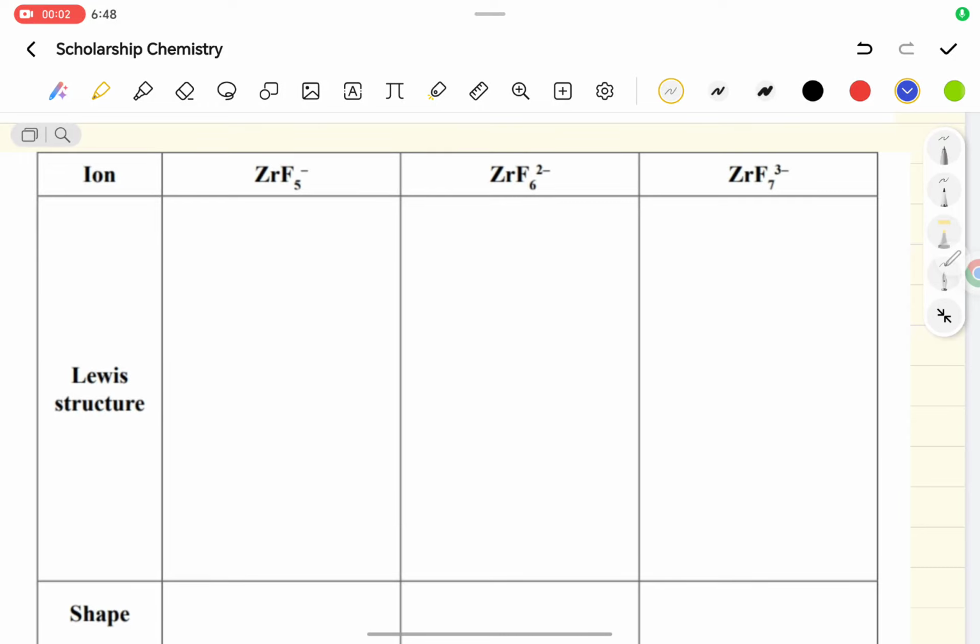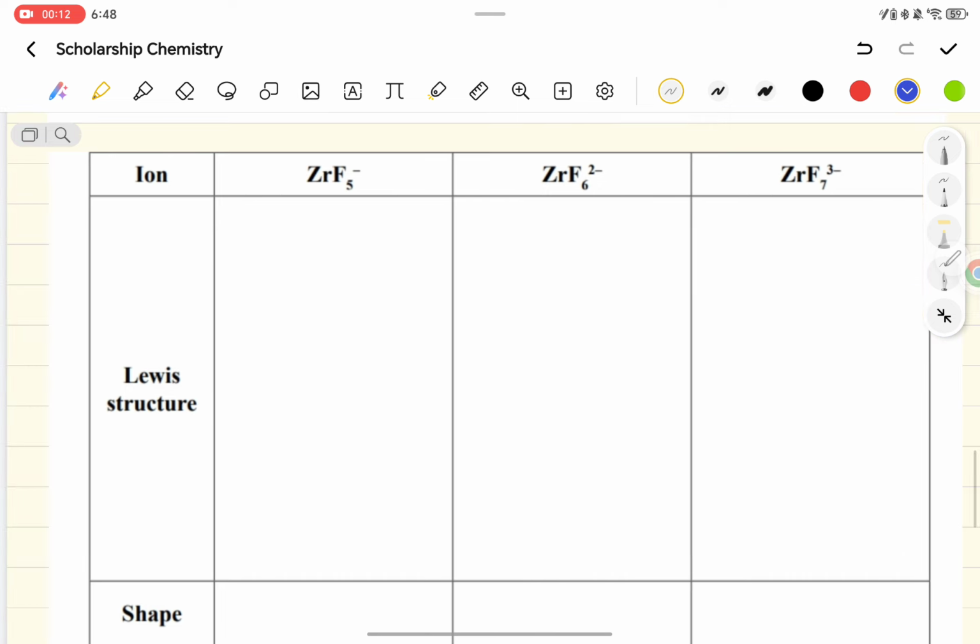Hello, this is the second part of how to draw Lewis structures for polyatomic ions and molecules. For part 2, we'll look at a scholarship question from 2023. It asks us to draw Lewis structures for these three ions, ZrF5-, ZrF6 2-, and ZrF7 3-.